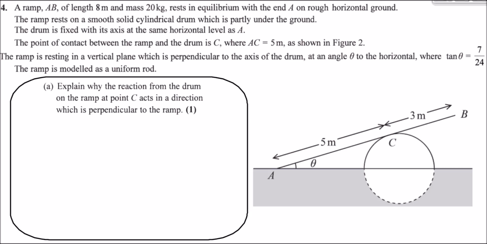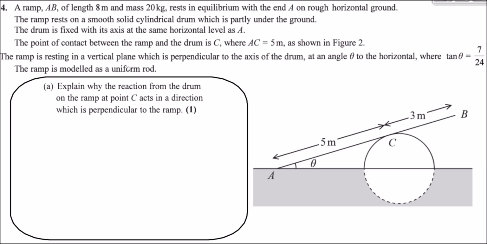The point of contact between the ramp and the drum is C, where from A to C is 5 meters. This is figure 2, but I've just not labelled it as such. The ramp is resting in a vertical plane which is perpendicular to the axis of the drum at an angle theta to the horizontal, where tan theta is 7/24.